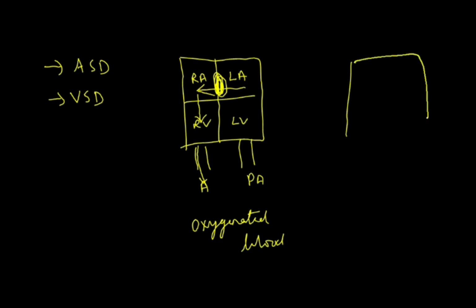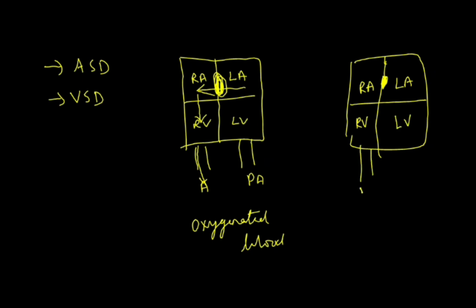Let us suppose again this is your heart with your right atrium, left atrium, and here there is also an atrial septal defect. Here you have the right ventricle and left ventricle. The right ventricle opens into the aorta and the left ventricle opens into the pulmonary artery. Now when there is a ventricular septal defect, what is going to happen?